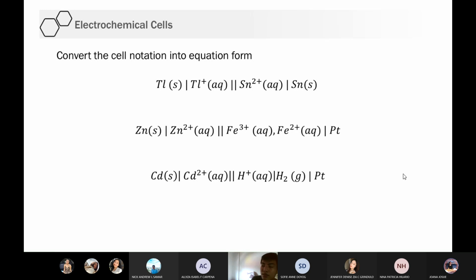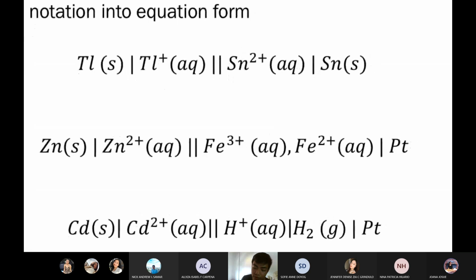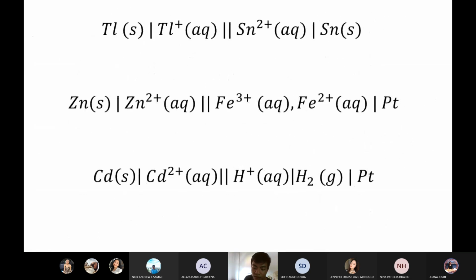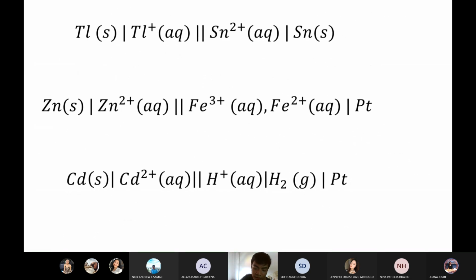Let's try to convert the cell notations into equation form. Practice lang. Again, left is the anode, right is the cathode. Okay, so let's try to write this in equation form. Sabi ko, gawan nyo lang to ng arrow. So this is the anode reaction, this is the cathode reaction. In between them, lagyan mo ng arrow.